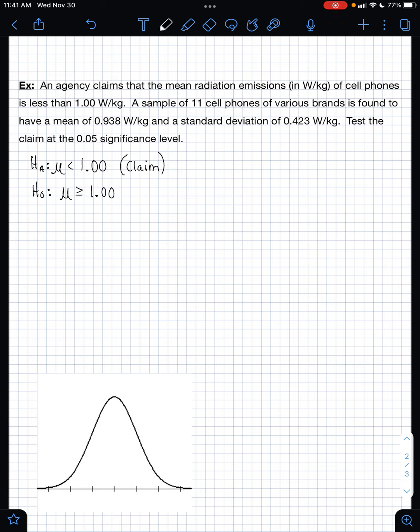Now, that being said, the null hypothesis can simply be mu equals 1 or mu greater than or equal to 1, either way. But certainly, the claim, given that the mean is less than 1, is certainly the alternative hypothesis. And we are also given the significance level, so let's jot that down. Alpha is 0.05.